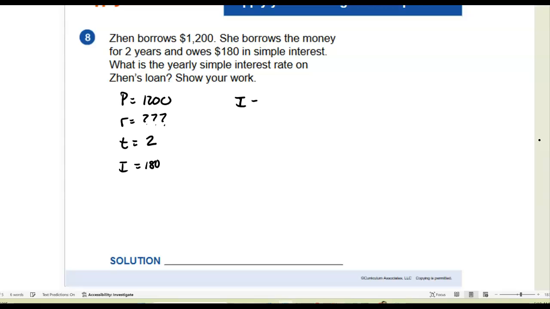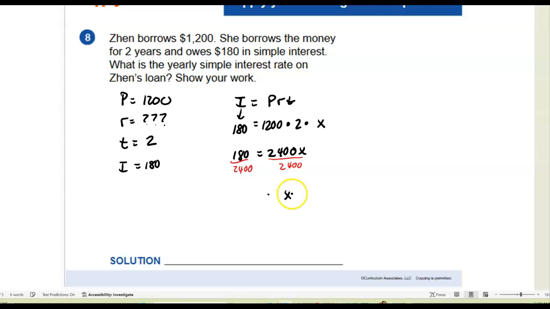So if we look at the equation I equals PRT, our interest is 180. We know that. We plug that in. Our principal is $1,200. Our time is 2. Our rate is something that we don't know. So 180 is equal to 2,400x, because I got 1,200 times 2. Now this is just a one-step equation where 2,400 times x. To undo that, I divide. And our rate x is equal to 0.075. So as a percentage, we pay a 7.5% interest rate.